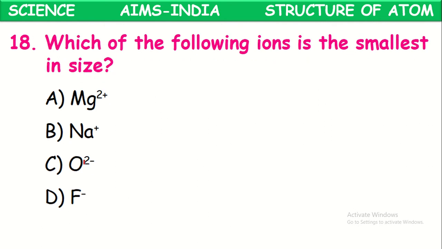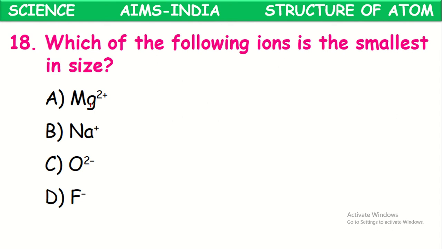Which of the following ions is the smallest in size? If we observe all these ions, there is a certain relation. What might that relation be? They all have the same number of electrons. Mg2+ has 10 electrons, Na+, O2-, F-. These all have the same number of electrons. The species with the same number of electrons are called isoelectronic species.